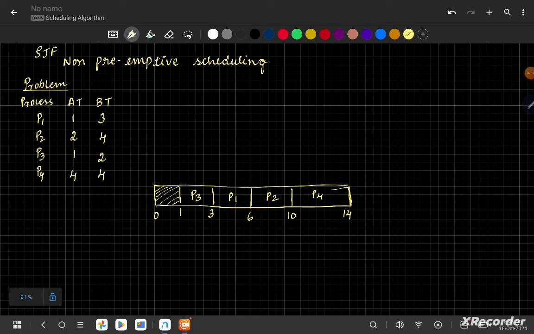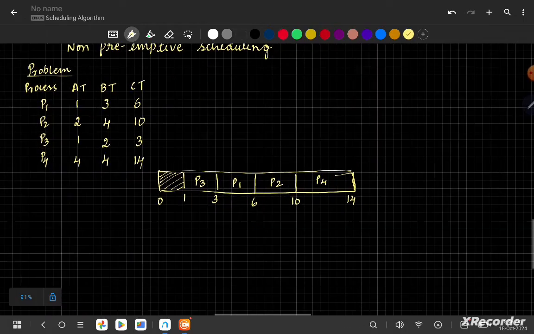Now we have to find out completion time, turnaround time and waiting time, and the final Gantt chart is already written here. Completion time: when did P1 complete? P1 completed at 6, P2 completed at 10, P3 completed at 3, P4 completed at 14. Completion time is done. Now we have to calculate your turnaround time. The formula is CT minus AT, completion time minus arrival time. Completion time is 6, arrival time is 1. So the answer is 5. This is 8. 3 minus 2 is 2. 14 minus 4 is 10 milliseconds. So this is turnaround time.